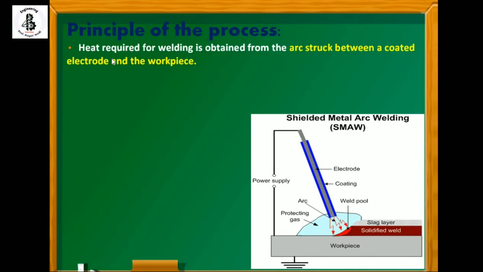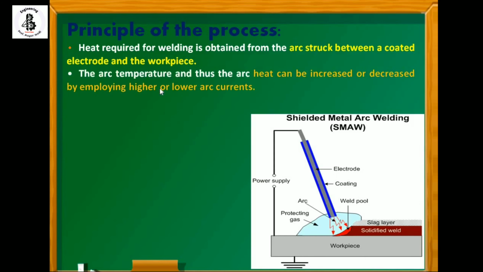The heat required for welding is obtained from the arc struck between a coated electrode and the workpiece. The arc temperature, and thus the arc heat, can be increased or decreased by employing higher or lower currents. So you have to control the supply voltage on the electrode material as well as on the workpiece material. Also you can use an AC power supply or DC power supply with straight polarity or reverse polarity. A high current arc or a smaller arc produces very intense heat.